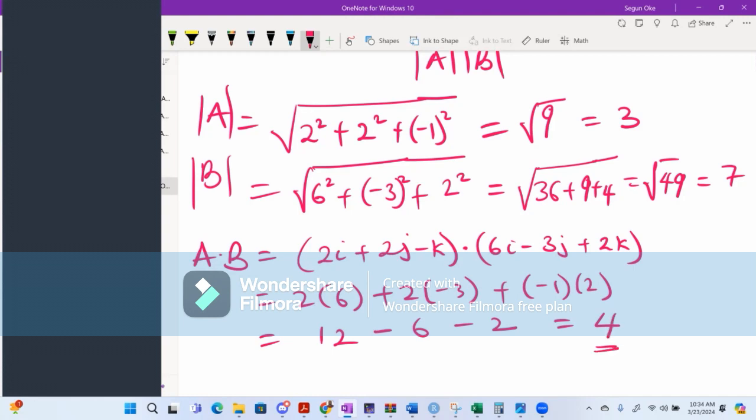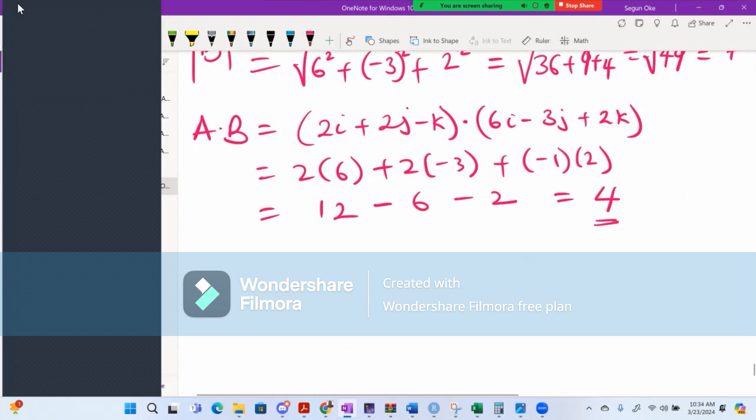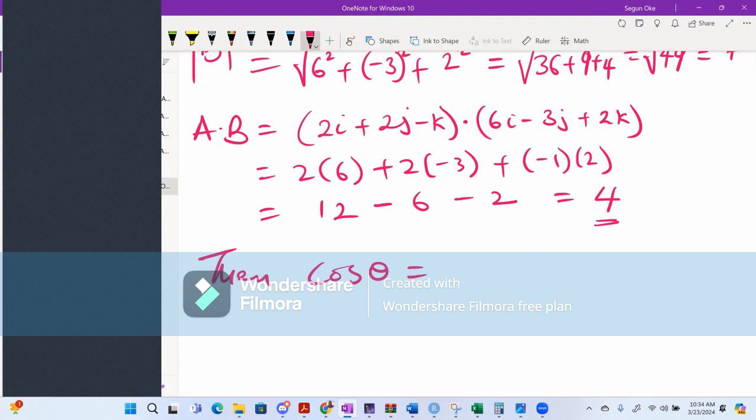Four. 12 minus 8 is 4, which is equal to 4. Then we can now solve the problem by saying cos theta is equal to A dot B over the magnitude of A times the magnitude of B.